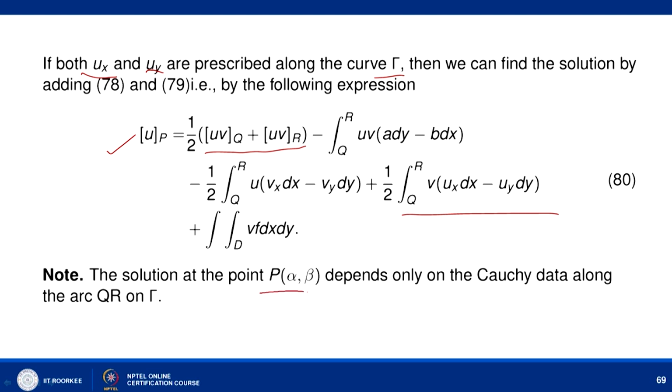The solution at the point p (alpha, beta) depends only on the Cauchy data along the arc qr. So here we have utilized only the values u, ux and uy on the initial data. By this equation number 80 you can find the solution at p if your initial data is u, ux, uy defined on the initial curve.